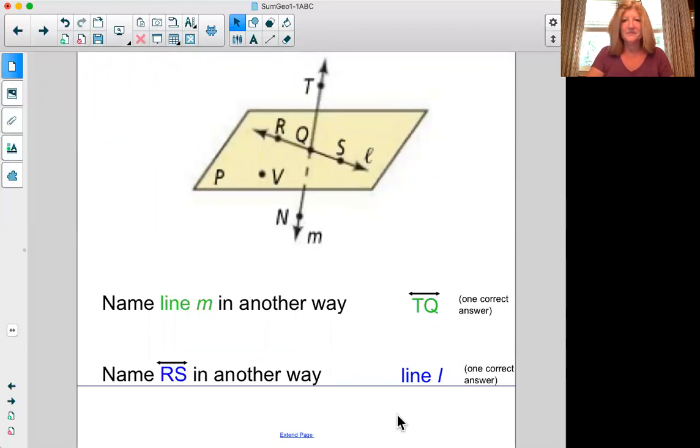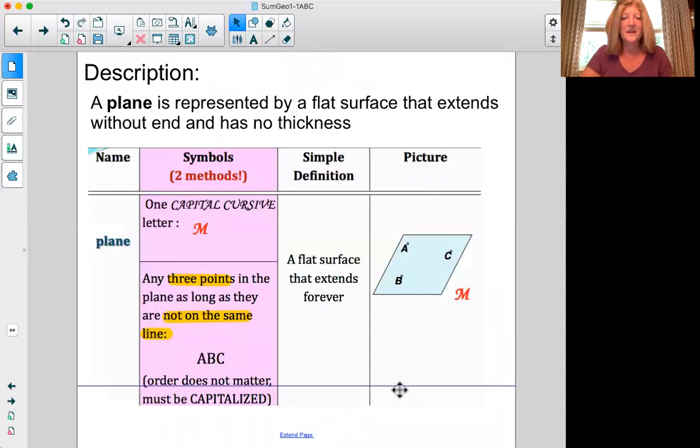What is a plane? A plane is represented by a flat surface that extends infinitely in all directions and has no thickness. And it's hard to imagine.